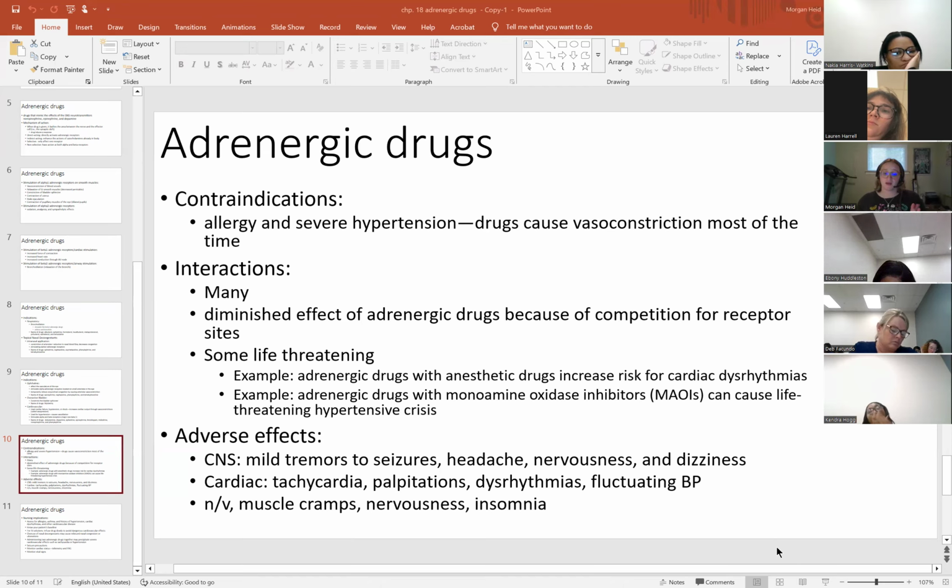That can make the heart beat too fast, causing tachycardia, or it can make it beat way too fast where I get an AFib or an SVT, or a VTAC or a VFib type of dysrhythmia, which would be a too fast dysrhythmia. Make sense? It also can cause nausea and vomiting, muscle cramps, nervousness again, and insomnia. Questions about this slide before I move on?